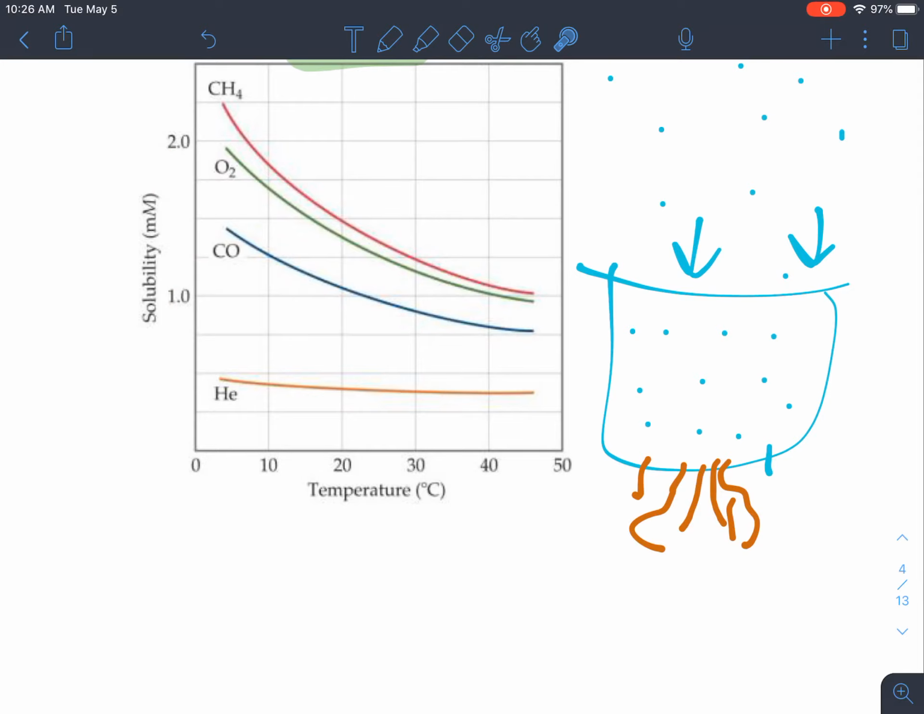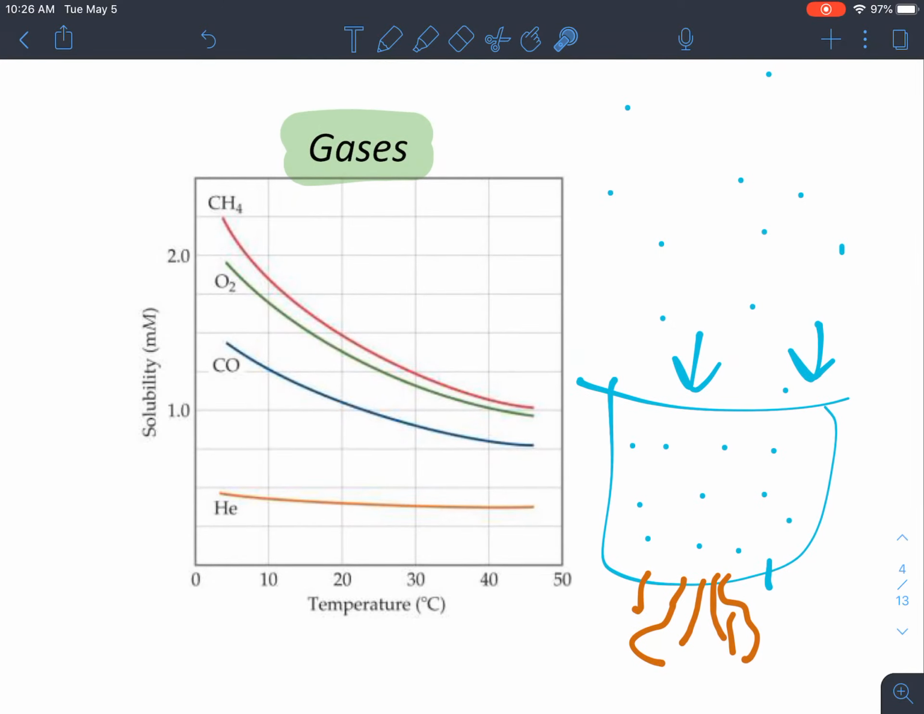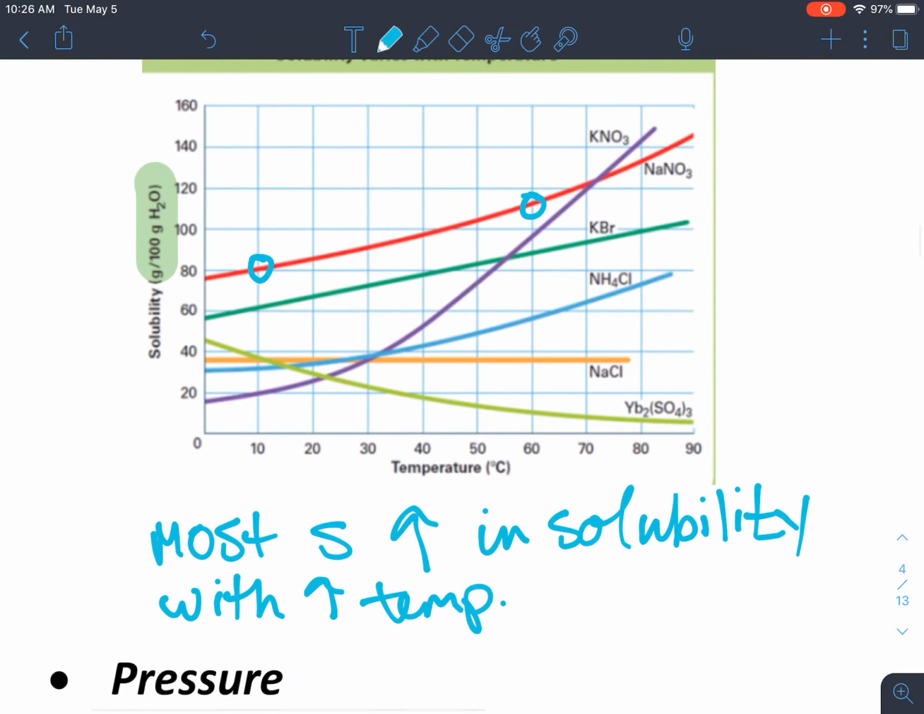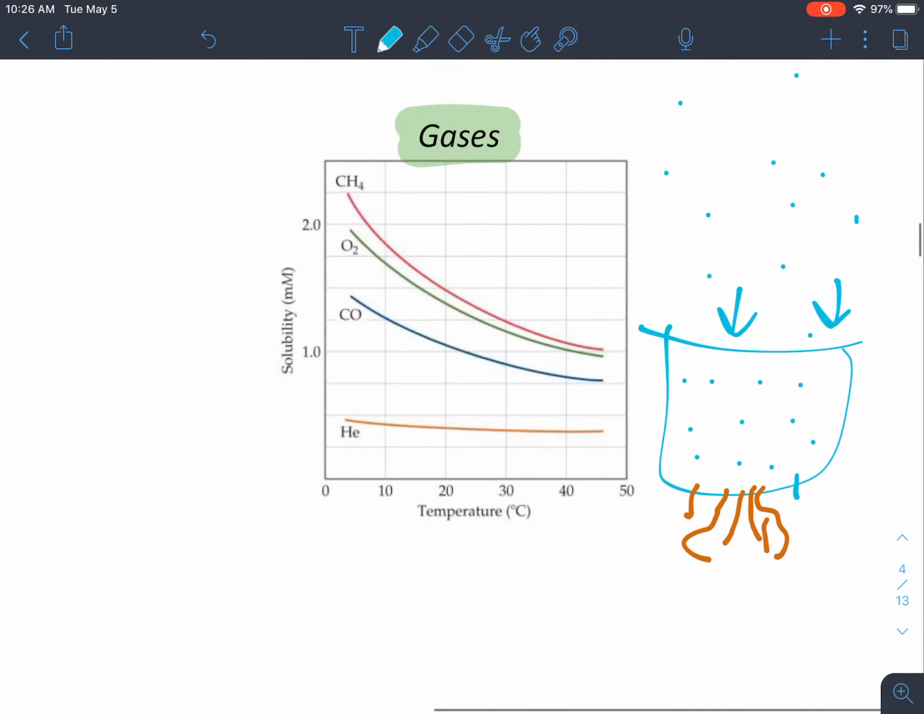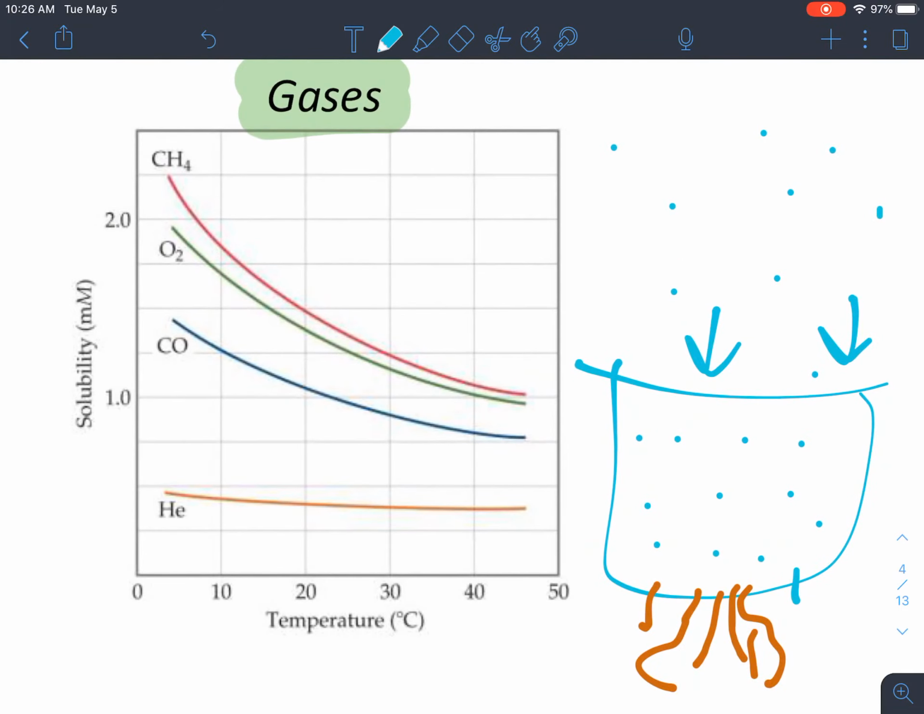So it's a little bit different than the previous, where for solids, if we increase the temperature, like putting sugar in hot tea versus cold tea, we're able to dissolve more. Over here, if we increase the temperature of a liquid where there's gases dissolved, you see that less is able to be dissolved. And that's because they're moving around so fast that eventually they escape the liquid.